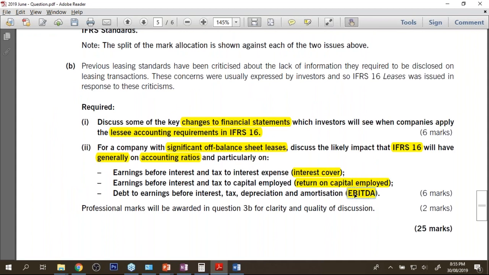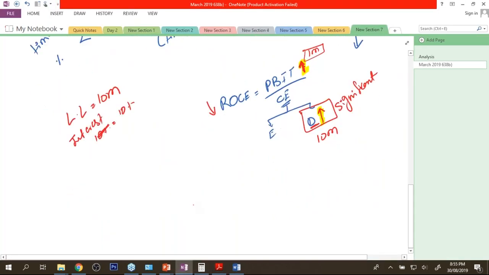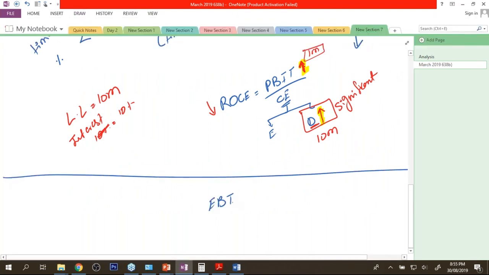And the third impact that the question was discussing was about the EBITDA, earnings before interest, tax, depreciation, and amortization. So when we talk about EBITDA, because we also need to discuss a lot of other things as well, and our 1 hour of the analysis is approximately at the end.